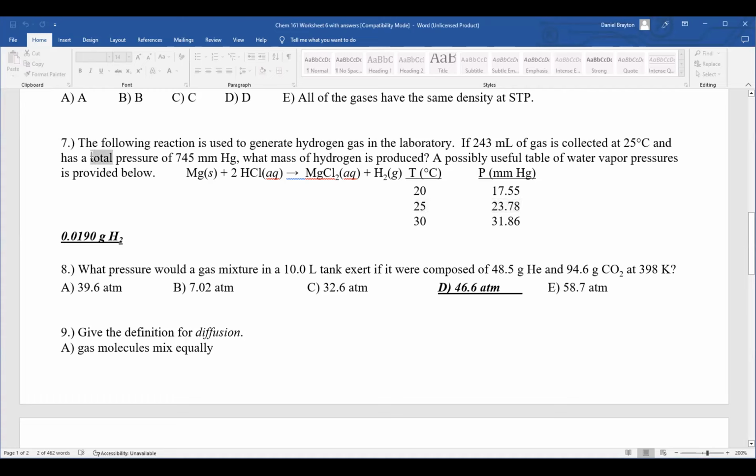It's saying the total pressure, implying that it's not all hydrogen. So you want to take the 745 and subtract 23.78 to get the corrected value. And then once you have the corrected value, it's pretty easy, right? It wants the mass. So again, use the ideal gas law. You would take the volume into liters, change the temperature into Kelvin, use the corrected pressure from subtracting 23.78 out, and that would get you to the number of moles.